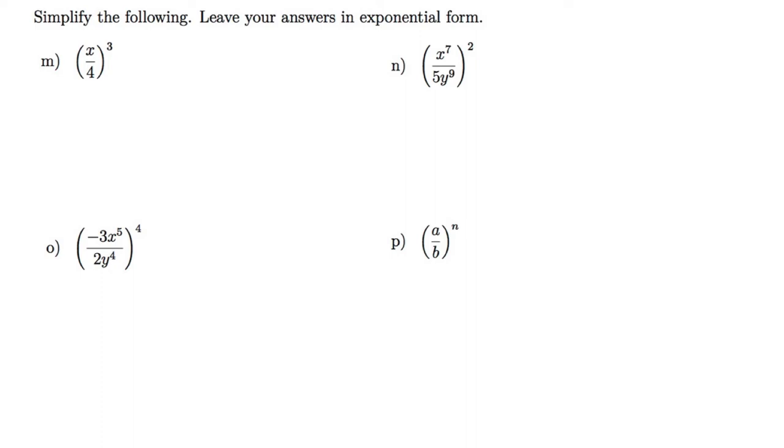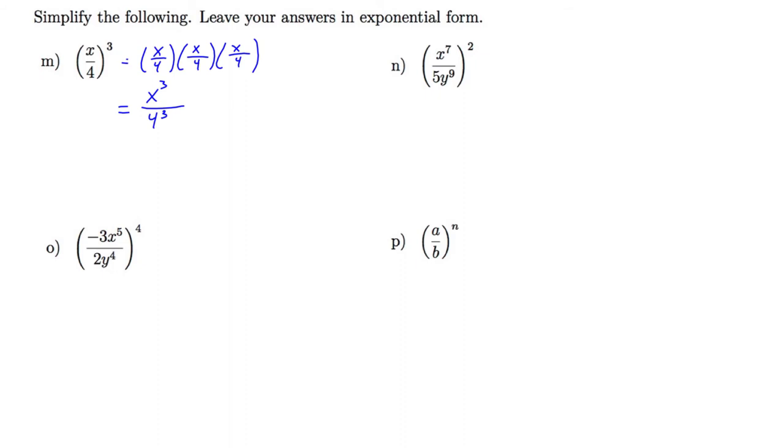Again, we'll go back to what things mean. In part M, we have the quotient x over 4 in parentheses raised to the third power. Well, we know the third power tells us that we'll have x over 4 multiplied by itself 3 times. Using our understanding of how fractions multiply, we'll multiply straight across the top. So we'll have x to the third in the top and straight across the bottom, 4 to the third down in the denominator. You'll notice in this situation that the power of 3 simply got applied to the numerator and denominator.